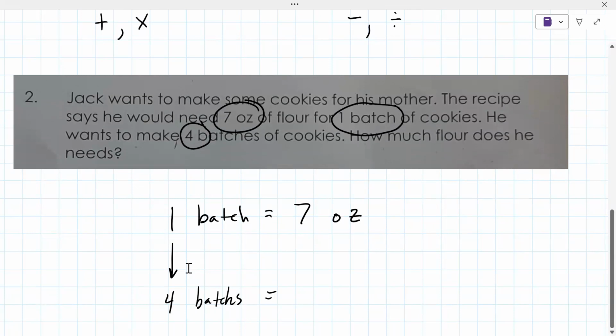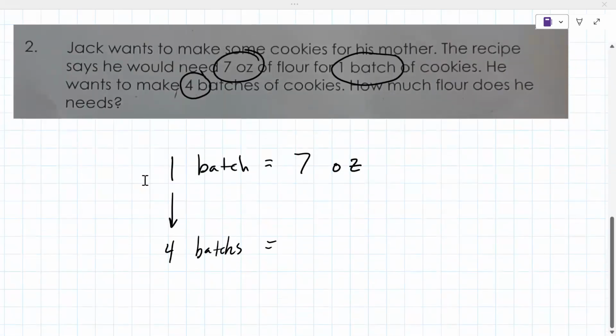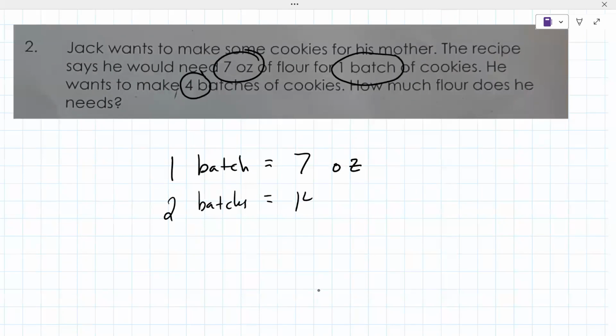So how can you go from 1 to 4? You can plus. Okay. Now, that's true. You can add 3, okay? But let's do it differently. Let's talk about this in a little different context. 2 batches would take 14 ounces because you're doubling. So whenever you're doubling, that's multiplication by 2.